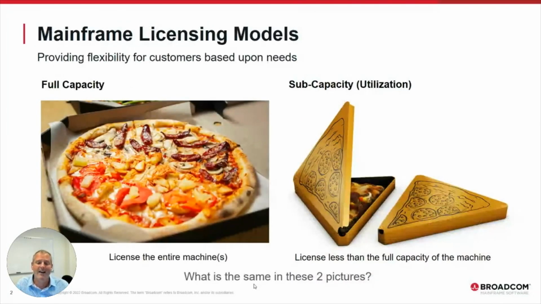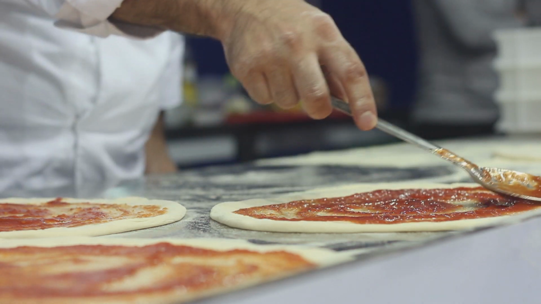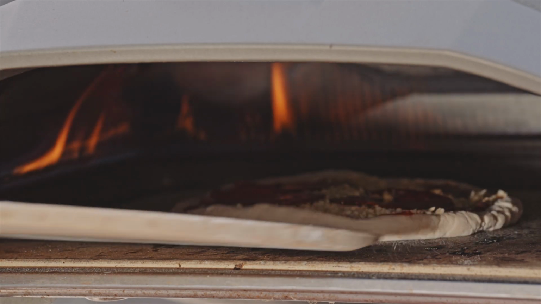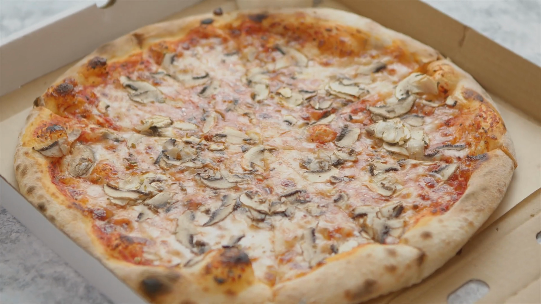Since 1969, there have been only two basic licensing models available to customers for the mainframe: full capacity, and then in the 90s, sub-capacity licensing models were introduced. The best way to illustrate these models is to think about New York pizza, which is without question the most superior of all pizza types. The standard New York pizza is round and comes in a square box. It is almost always divided into 8 equally delicious slices.